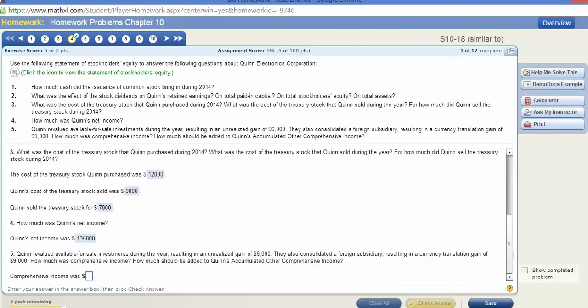Let's look at the next one. Now it's asking you what comprehensive income is. Well, comprehensive income is net income plus other comprehensive income. Basically, comprehensive income is a fancy way of saying all the income that results from the company being in business. You will notice that it tells you that they revalued available for sale investments, resulting in an unrealized gain of $6,000.